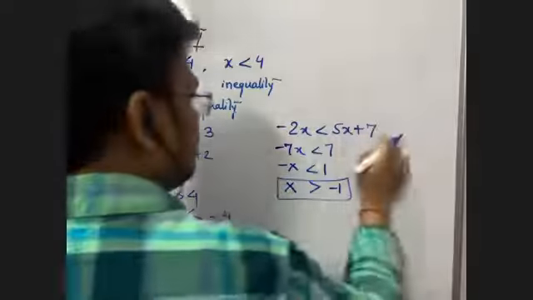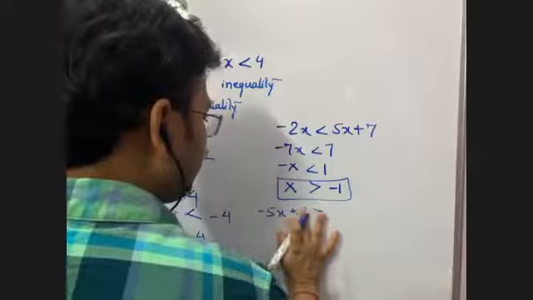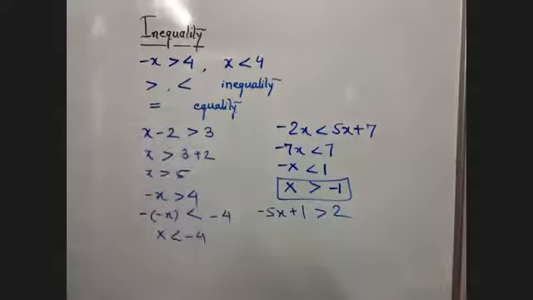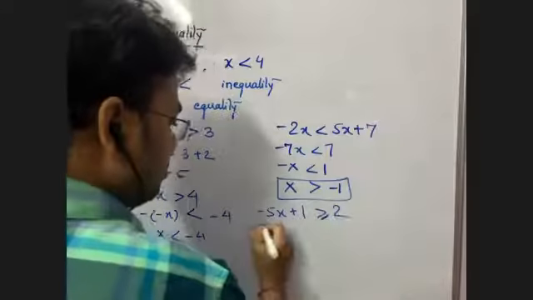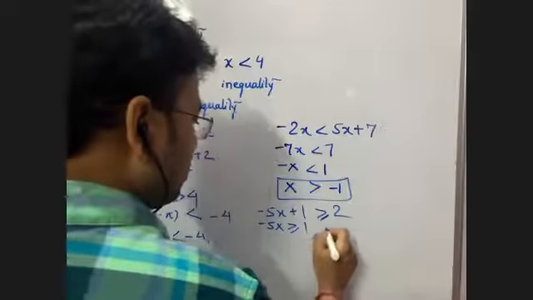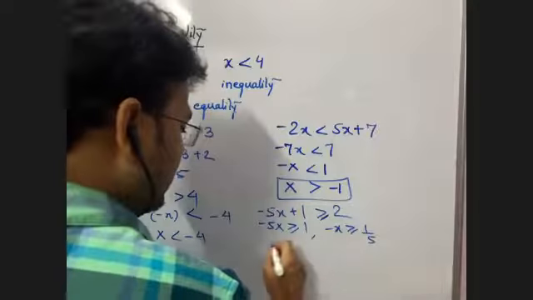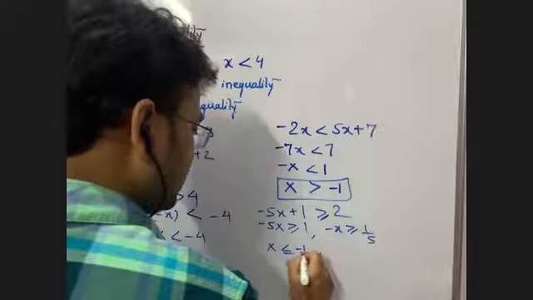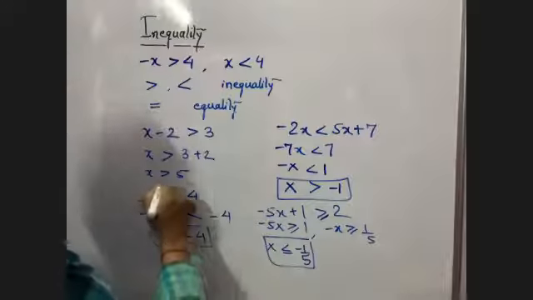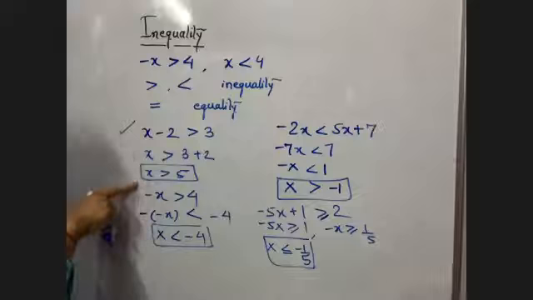Suppose a variation here: minus 5x plus 1 is greater than 2. Suppose I need to solve this. So minus 5x is greater than 2 minus 1, that is 1, or minus x is greater than or equal to 1 by 5. Dividing by 5 and multiplying by a negative sign, I'll get x is less than or equal to minus 1 by 5. Write down these things, beta.